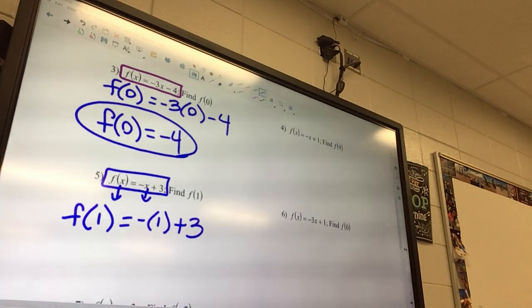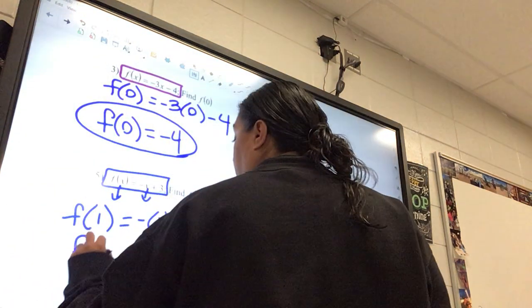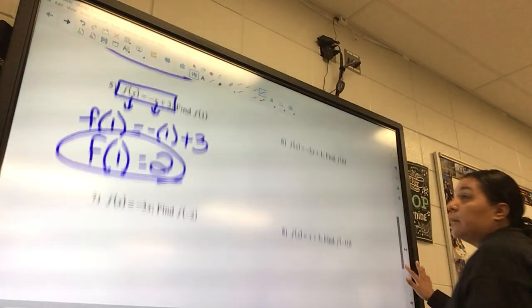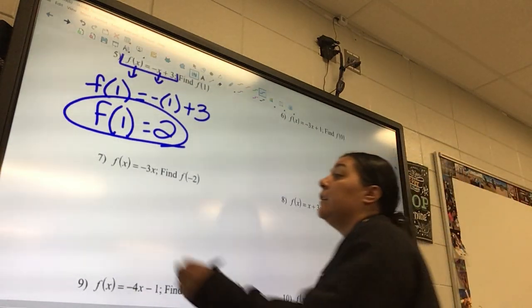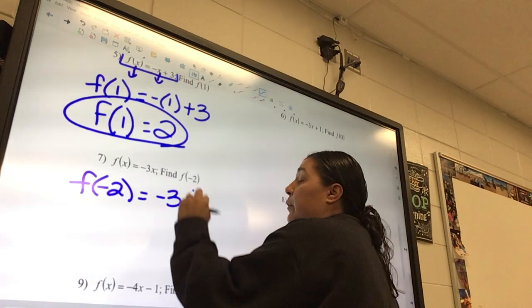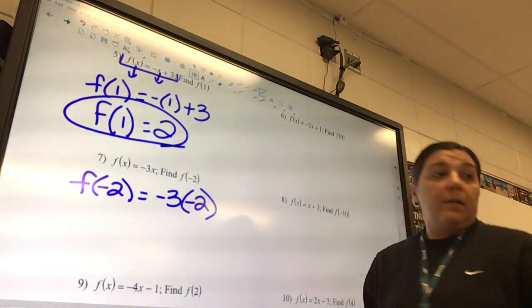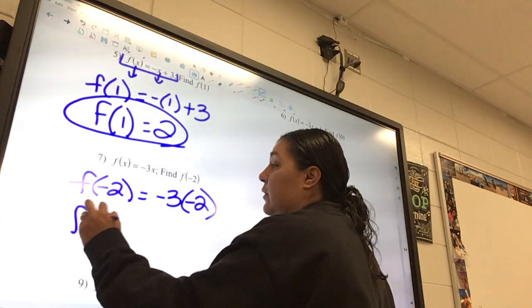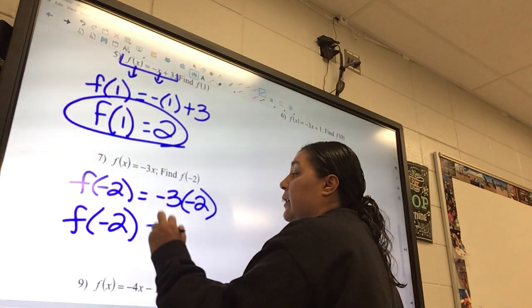So what is that? 2. So it's going to be f of 1 equals 2. Okay, 7 is going to look like f of -2 equals -3 parenthesis -2. And what is that? 6. So it's going to be f of -2 equals 6.